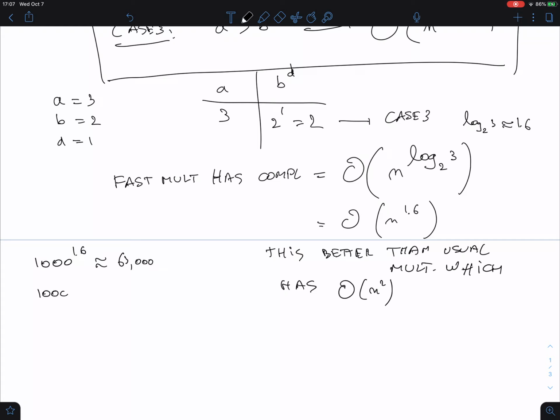Now what is 1,000 to the power 2? That's a million. And I don't know about you, but if we were talking about prices or something like that, it's very clear that 63,000 is way smaller than a million. So although it looks negligible, 1.6, who cares? That's a power. You see, it's a major difference. Okay, so even these small improvements can make the difference between workable and not workable algorithms.